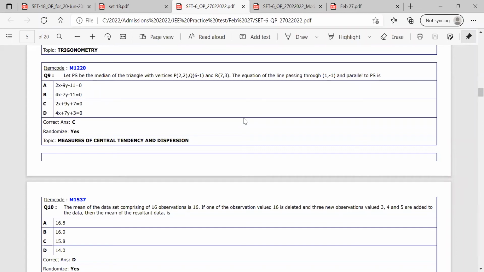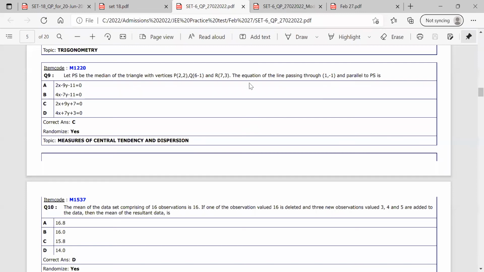Let PS be the median of the triangle with vertices P (2, 2), Q (6, minus 1) and R (7, 3). The equation of the line passing through (1, minus 1) and parallel to PS is. So here we have to find the equation of a line which passes through one point and is parallel to PS. What is PS? It's the median of the triangle with three vertices P, Q and R.